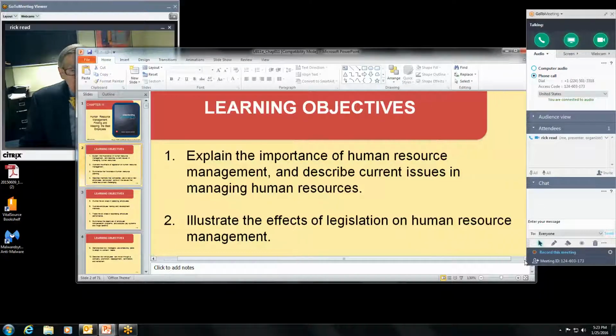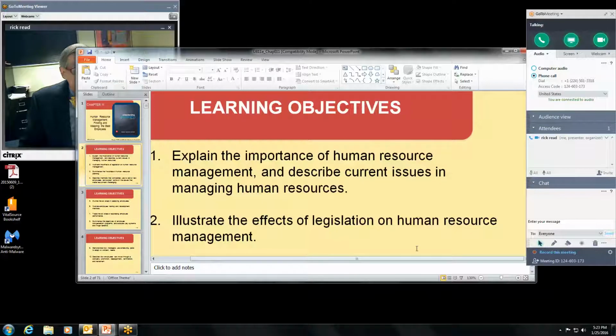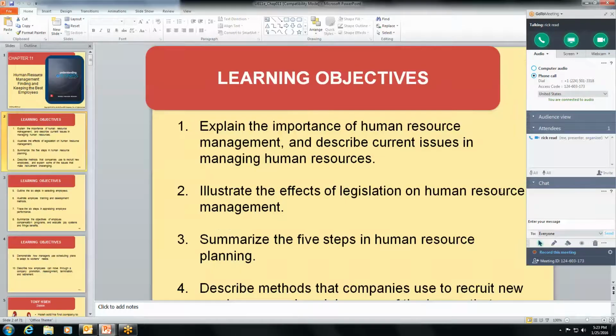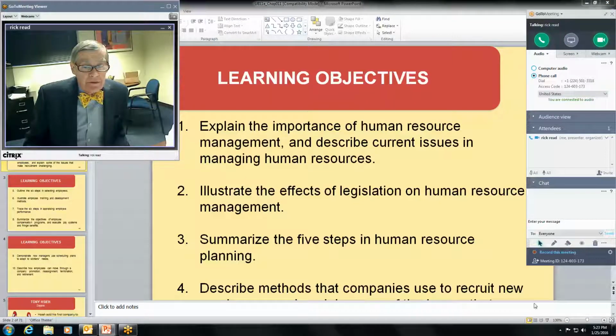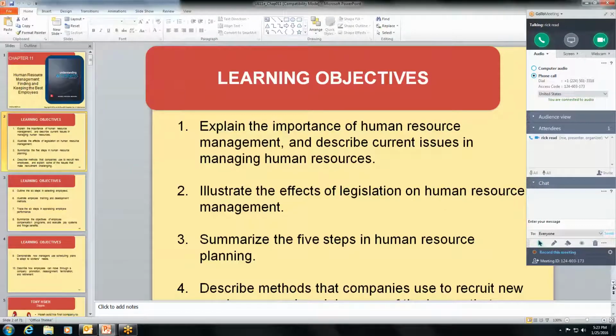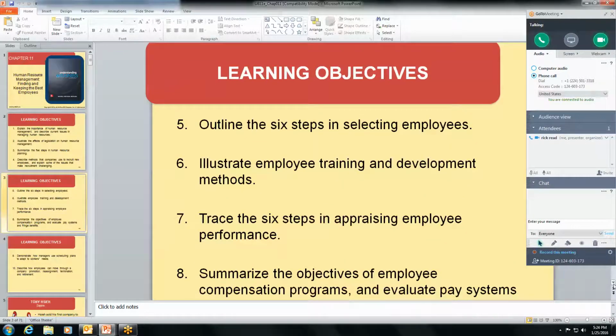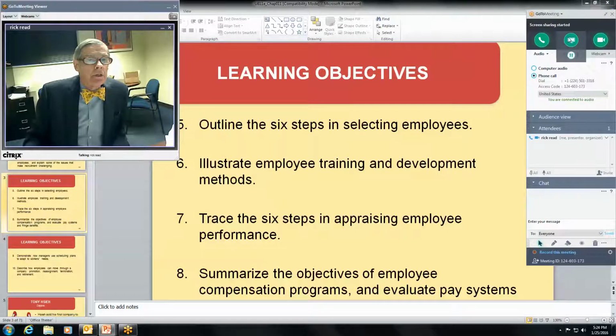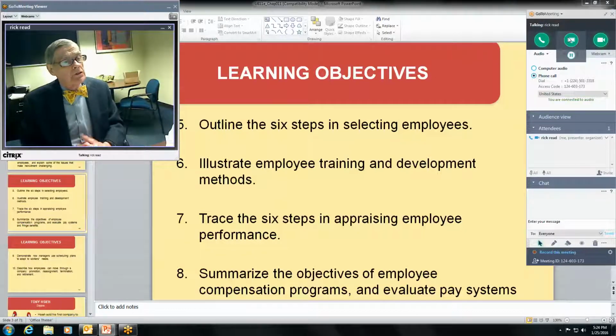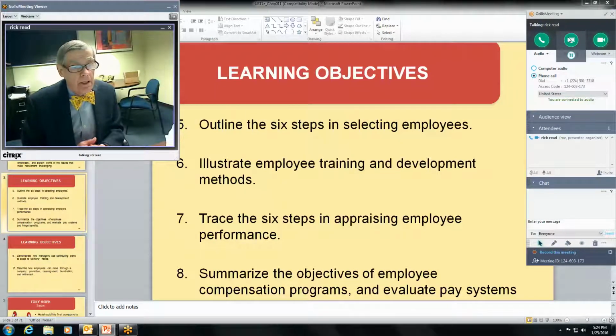Well, there's another one here. I can't, my slide is not cooperating. Summarize the 5 steps of human resource planning and describe the methods that companies use to recruit new employees. Outline the 6 steps of selecting employees. Illustrate employee training and development methods. Trace the 6 steps in appraising employee performance. That's very important. Summarize the objectives of employee compensation programs and evaluate pay systems.